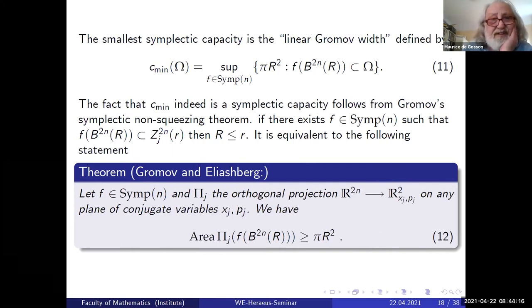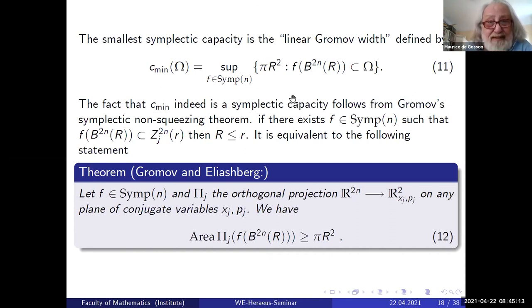Gromov stated his original theorem in terms of balls and cylinders, as in formula 11. And you can verify using the theorem below that c min of omega, given by the formula on the right side, really satisfies all the properties of a symplectic capacity using Gromov's theorem. But these are very subtle things. They are not so well known in the physics community yet, because the result is rather new. Gromov's original paper was in 1985, and these developments occurred in the 1990s, and symplectic topology is still a very active area of research in pure mathematics and in topology in general.